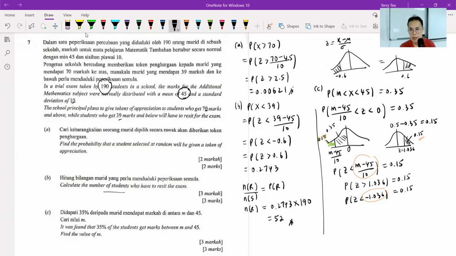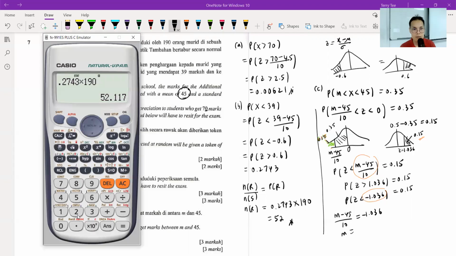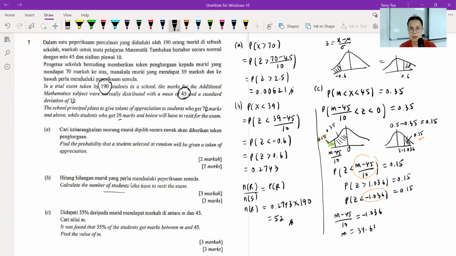Okay, so let us write (m minus 45) over 10 equals negative 1.036. Multiply this over, so we are taking 45 minus 1.036 multiplied by 10. So I will get 34.64. Did they mention m must be an integer? No. So in this case, it's okay. We'll just leave our answer m as 34.64.